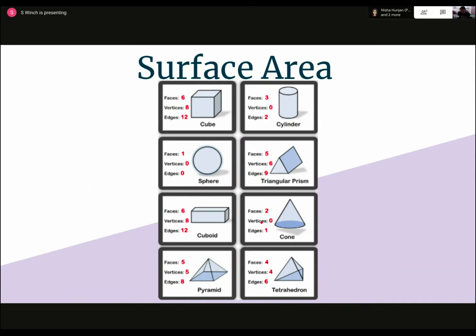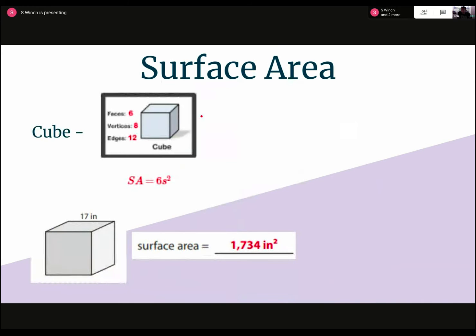Okay, but to start off with, we're going to look at a cube, and that has 6 faces. Okay, 6 faces. So that's what we're going to look at to start off with. As you can see in this example, we've got 17 inches as the length of one side. And the formula here is, well, first of all, let's just find the area of one face.